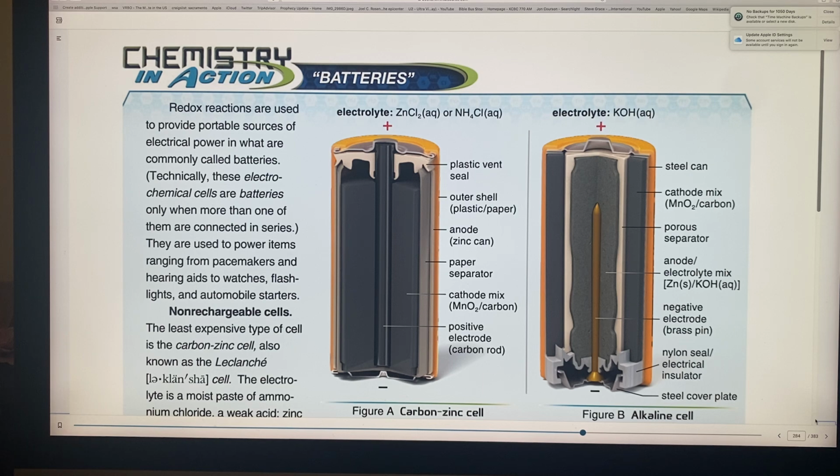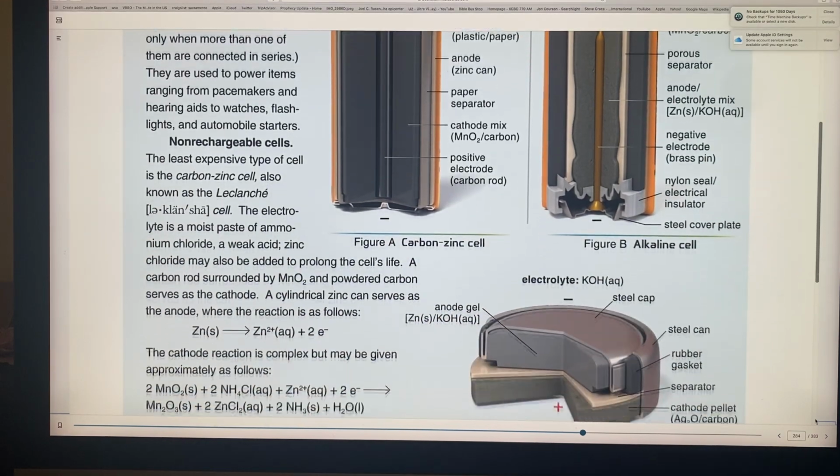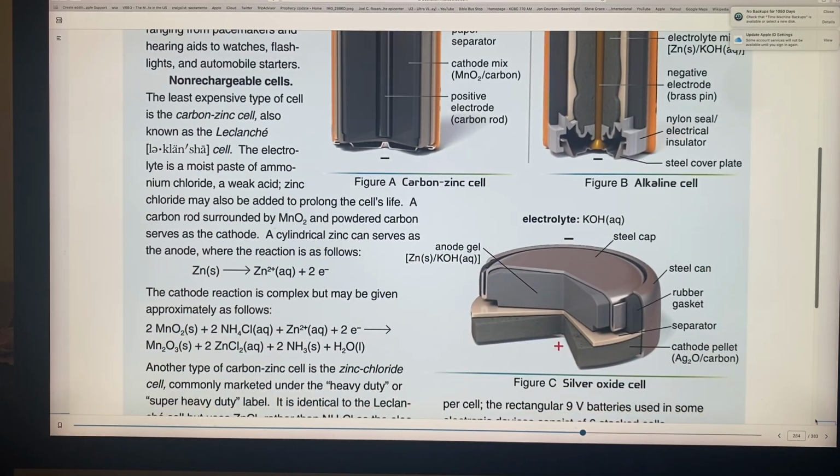So let's go over a little bit. First, we have the non-rechargeable batteries that after a while wear out and you have to throw them away and change the batteries. First of all, they have the carbon zinc cell. It's called the Leclanche cell. It has an electrolyte, ammonium chloride, which is a weak acid. So it has acid in it. If you break it open, the acid could get onto you and eat your skin. So don't break open a battery.